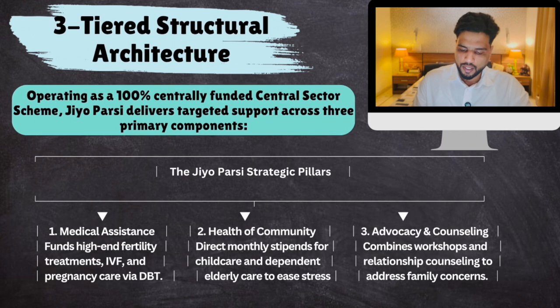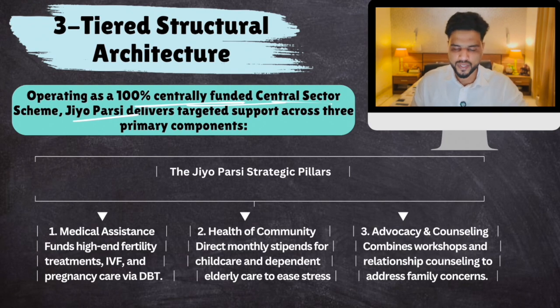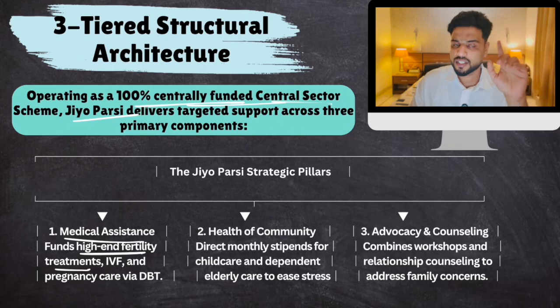Now, about the Jiyo Parsi scheme, it is 100% centrally funded. It's a central sector scheme. What does it do? It has 3 pillars: medical assistance, which funds high-end fertility treatments, because most of these Parsi women take a decision to bear a child very late in their life. Sometimes, beyond a certain age, it's difficult to get pregnant.